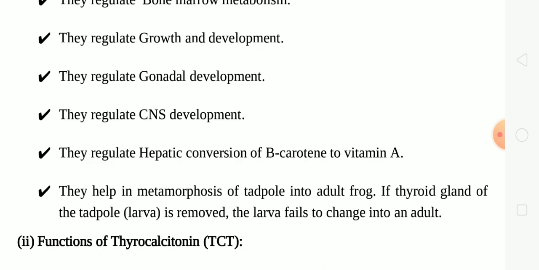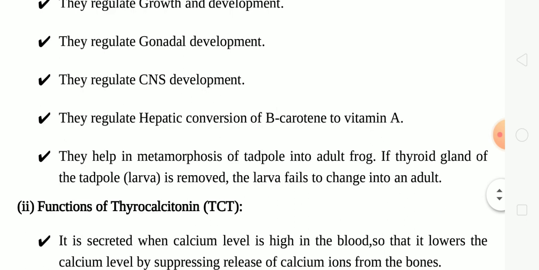That means the thyroid gland plays an important role in maintaining the skin, the temperature of the body, protein synthesis, fertility, reproduction, bone marrow metabolism, etc. And see here, they also help in the metamorphosis of tadpole into adult frog. Tadpole is the larval stage of the frog in its life cycle, and if the thyroid gland is removed, the larva fails to change into an adult. This is an important function of the thyroid gland in the reproduction of organisms.